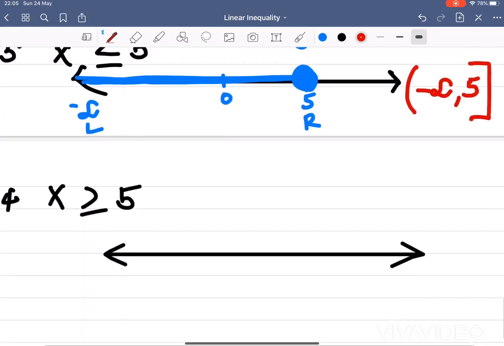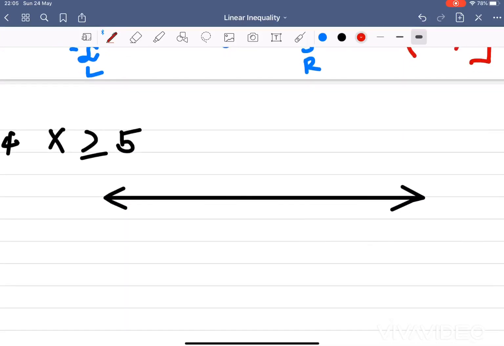Number 4, we have x is equal to or greater than 5.